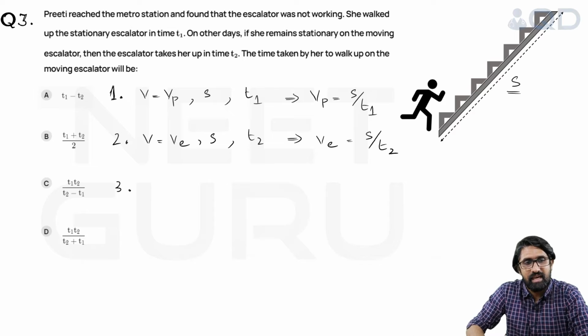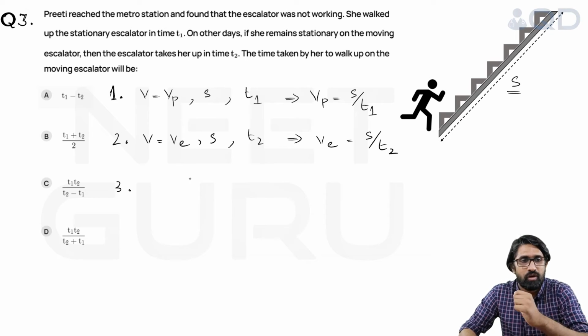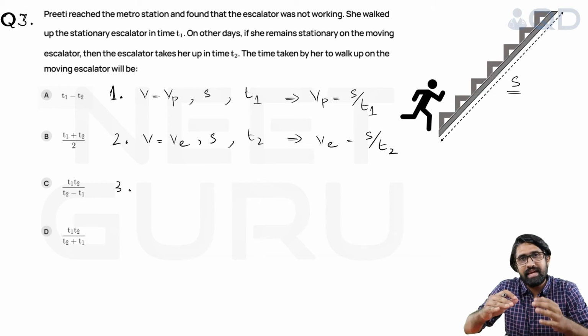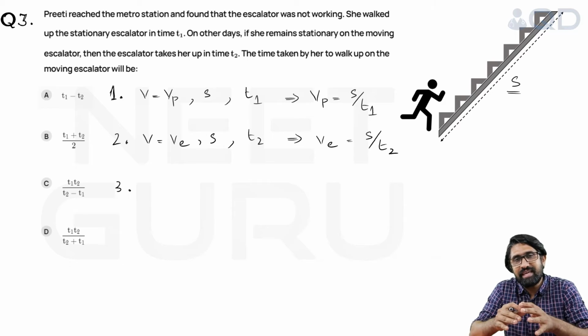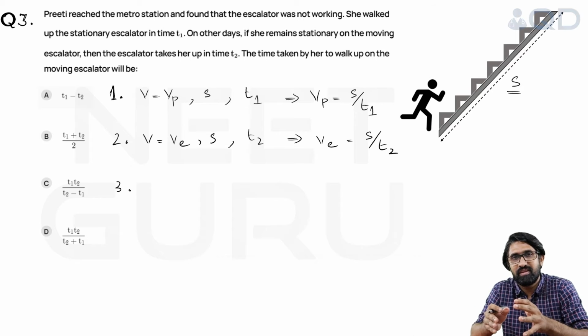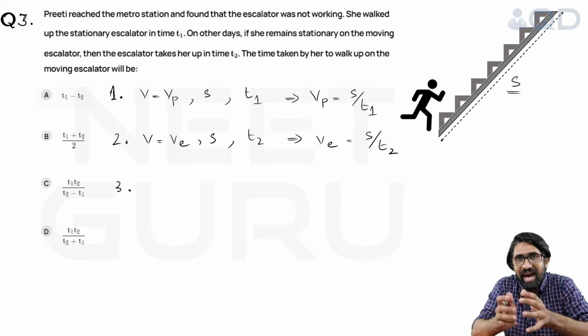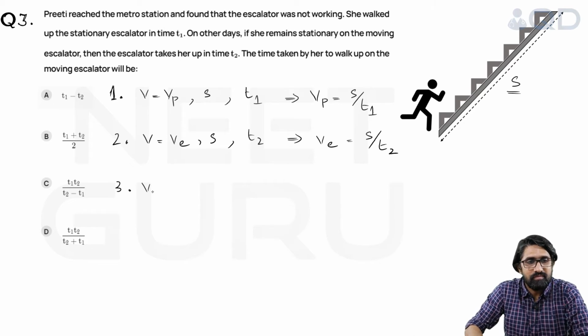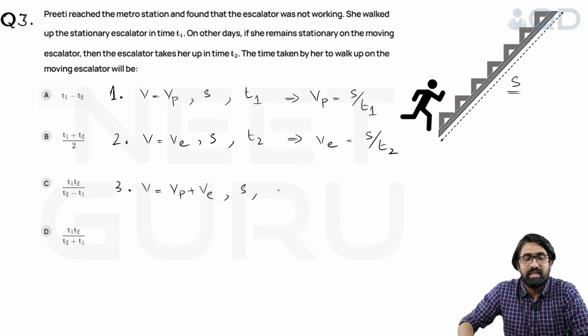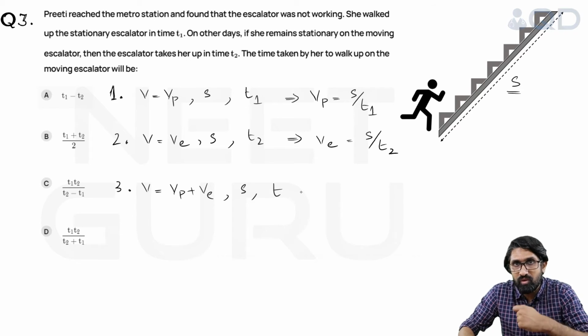Now, in the third case, that is where we need to find a solution for, Preeti is walking up a moving escalator. So both the escalator and Preeti are moving. And in that case, the net velocity will be Vp plus Ve, because the escalator is moving and on top of that Preeti is moving as well. So their velocities would add up. The distance to be covered is still s. The time taken t is unknown, and that is what we should find out.